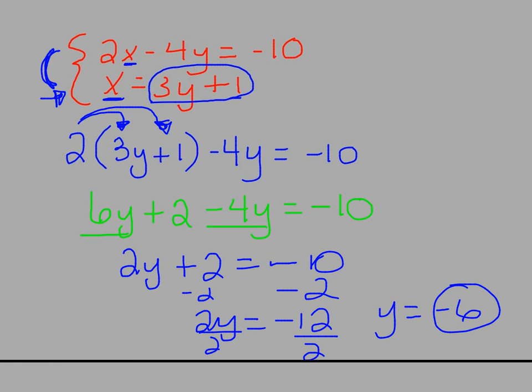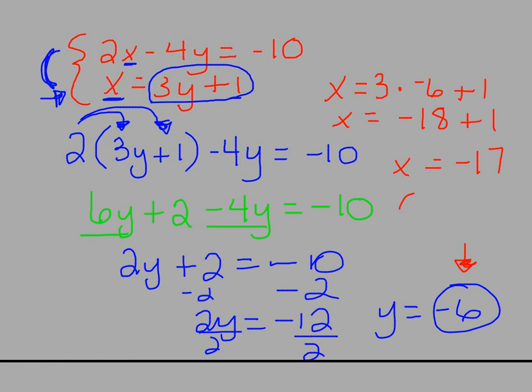Just makes it a little bit easier. So I'm going to write x equals 3 times negative 6. So I'm plugging in what I got for y into this other equation so I can solve for x, and then the plus 1 at the end. And 3 times negative 6 is negative 18 plus 1. So x equals negative 17.